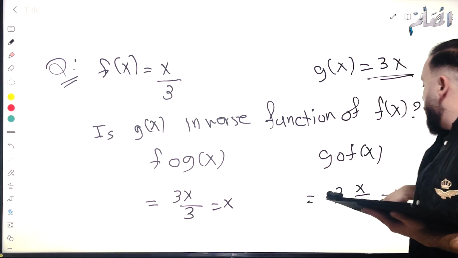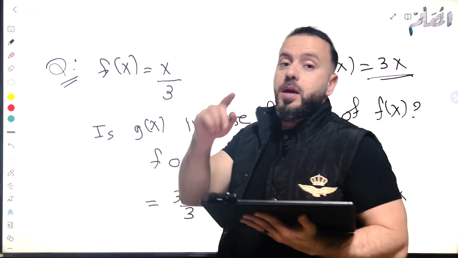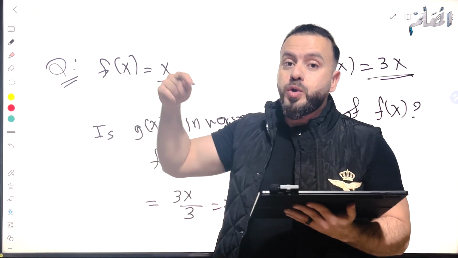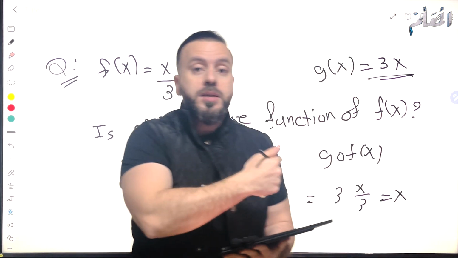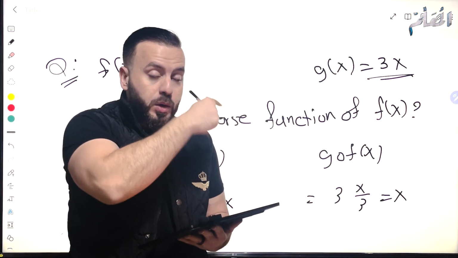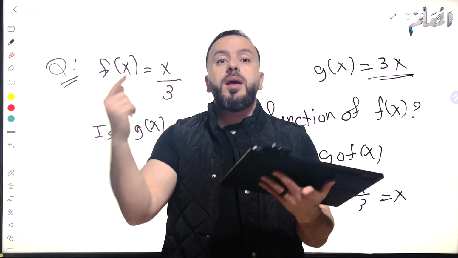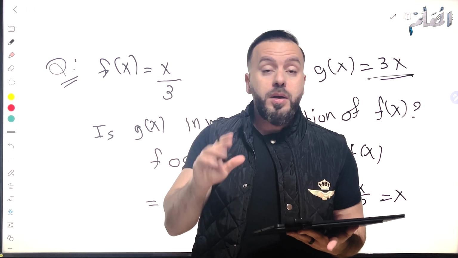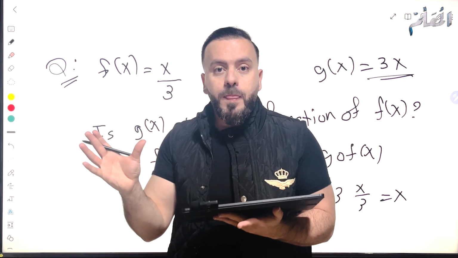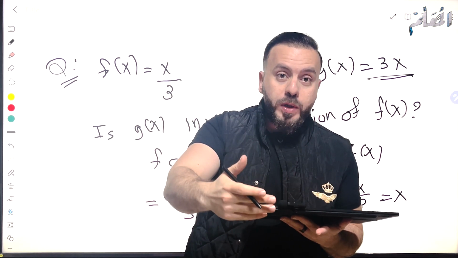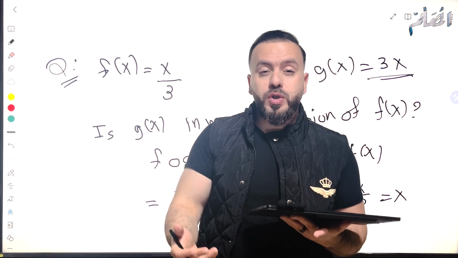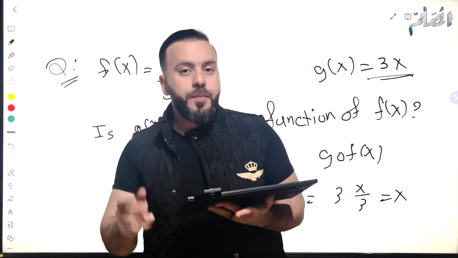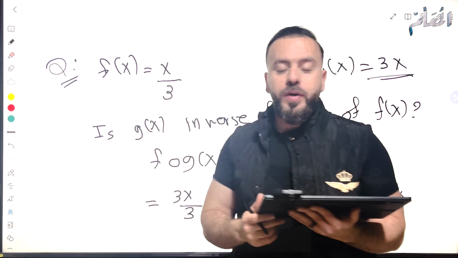In composition of functions, always remember if f o g of x equals x and g o f of x equals x, in this case we can say both of the functions are inverse of each other. Remember that and apply it in all questions. That makes the question easier to understand if the functions are inverse of each other. Okay, thank you very much. See you in question 5.